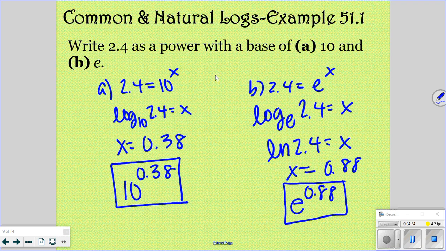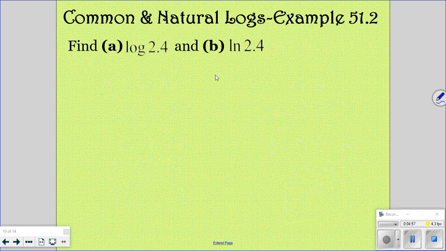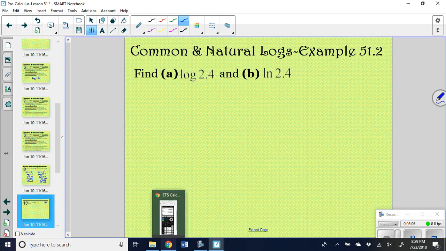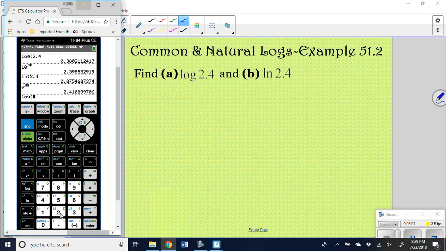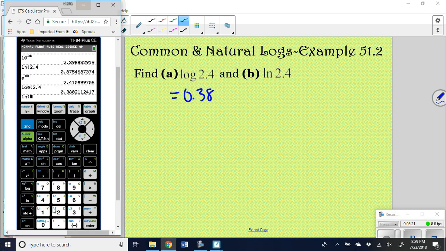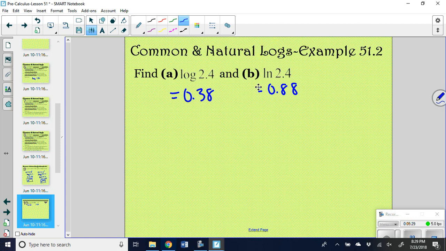Okay, so let's look at another one. This one just asks us to find log of 2.4, and natural log of 2.4. So all you're going to do is use your calculator, and you're going to do log of 2.4, and you're going to get 0.38, and then you're going to do ln of 2.4, and that's going to give you 0.88. So if it says to find those, you literally can just plug them into your calculator. That's all you have to do.